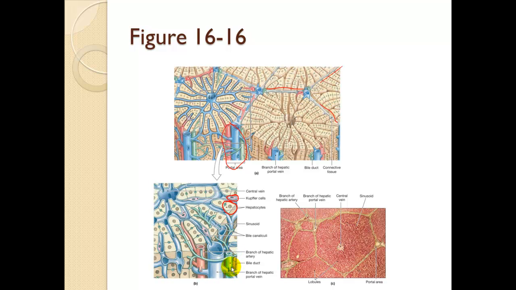You have a bile duct here, and all of this circulatory input into the liver for detoxification, including blood supply to the liver for oxygenation.